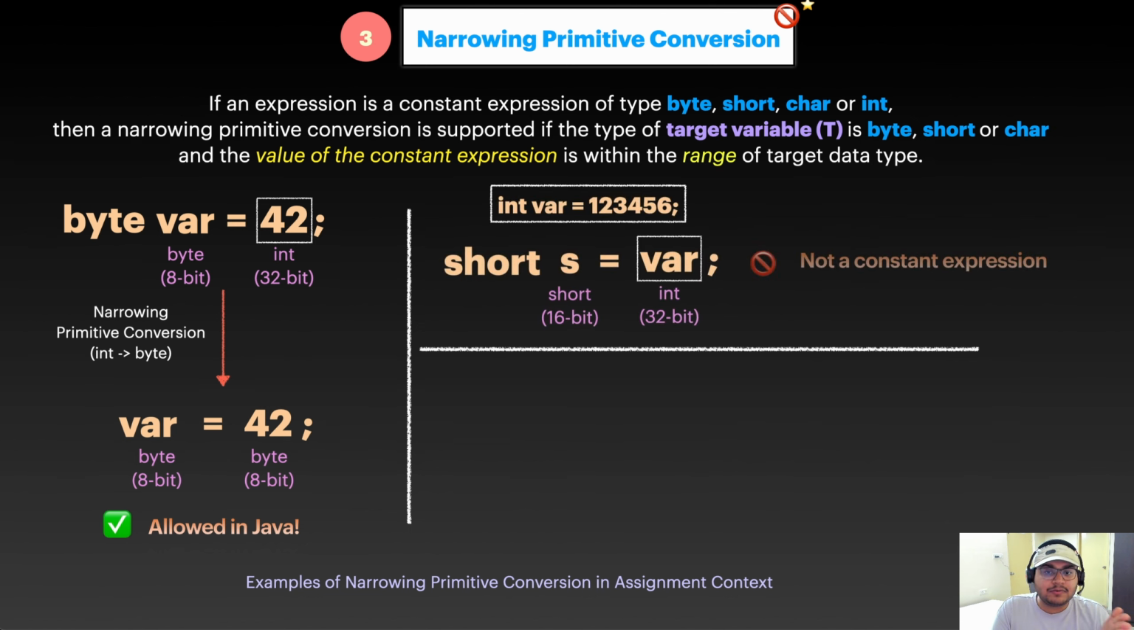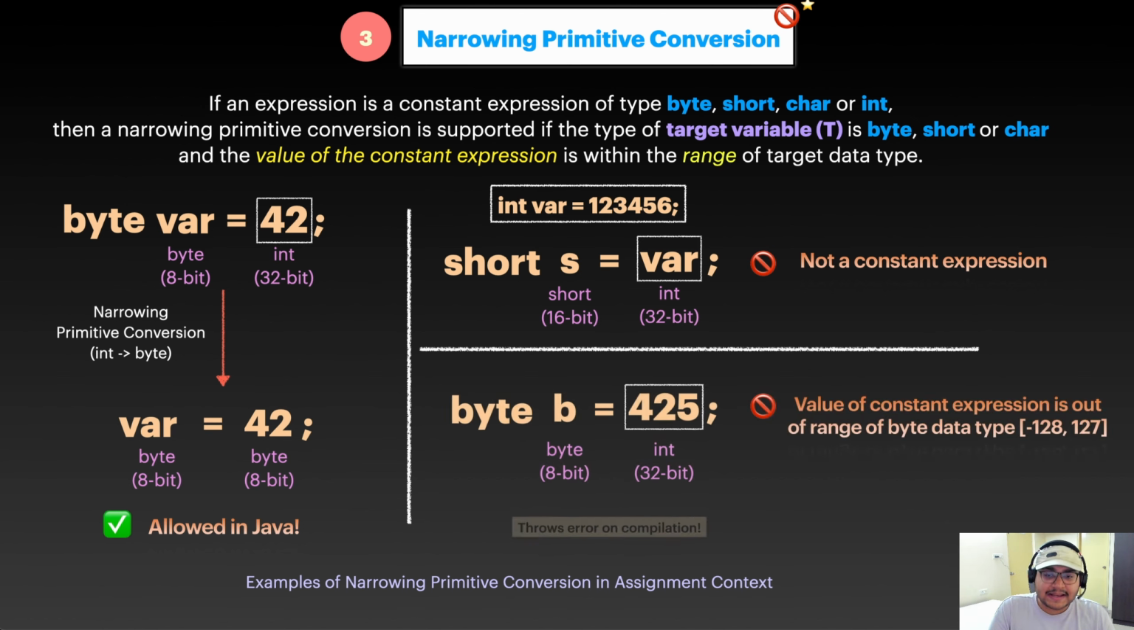However, assigning a variable var of data type int to a variable s of data type short will throw an error because var is not a constant expression in Java. Similarly, assigning literal 425 of data type int to a variable b of byte data type throws a compile time error because 425 is out of the range of target data type byte. We know that the range of byte data type is from minus 128 to 127. That is why it violates the constraints of the conditions that we have put above, and hence it will throw an error. And that's all that you need to know about conversions in assignment context.